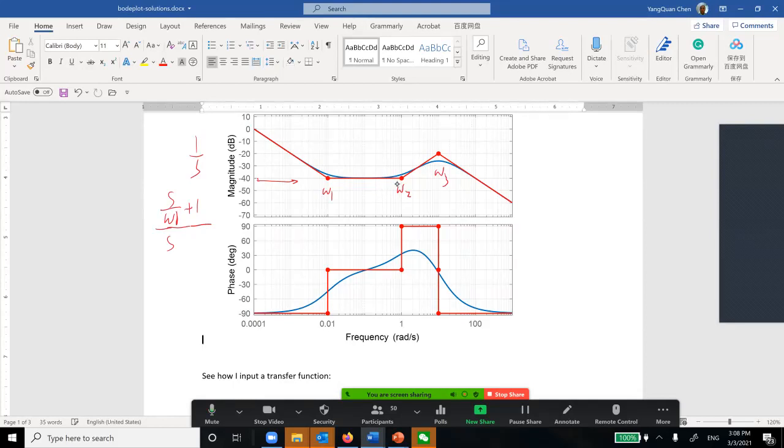After that, you still have it going up. So you have another 20 dB per decade. So then that means from here, I know you have S divided by omega-1 plus 1, over S. Then you have another term, S divided by omega-2 plus 1, okay?